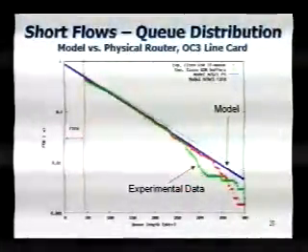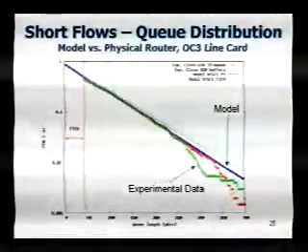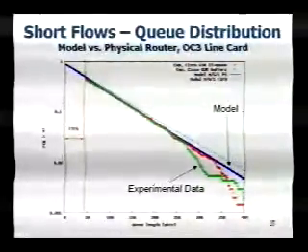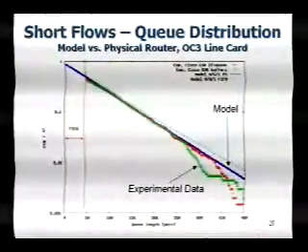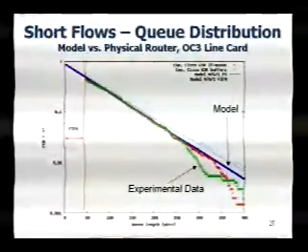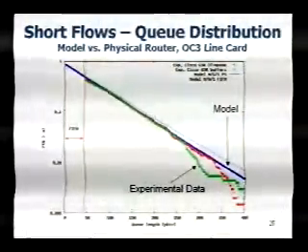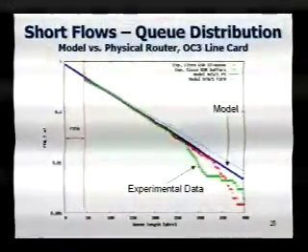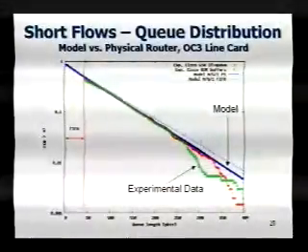We also tested our short flow model. This shows the probability distribution that the queue exceeds a certain length on a router. We have the probability on the y-axis in logarithmic scale, and the queue length on the x-axis. And we can see that the model, which is the blue line, fits very well with two sets of experimental data, which is the red and the green line. That is, if you shift the data by 42 packets.